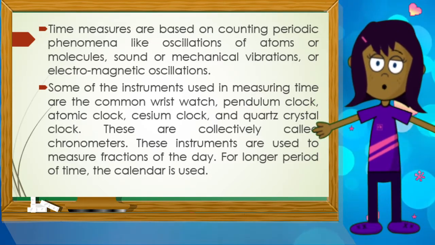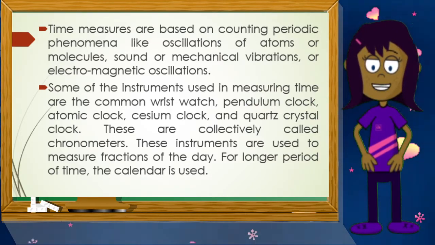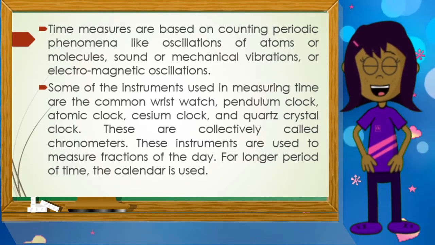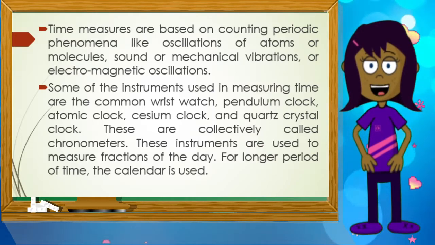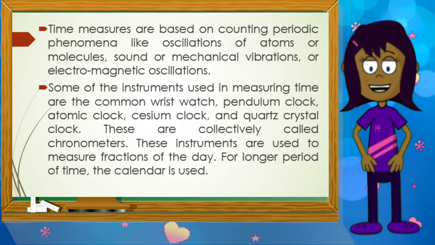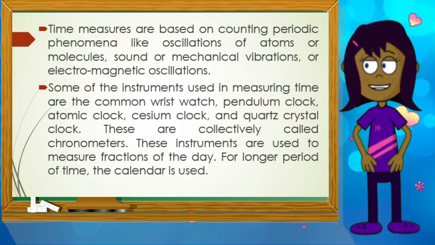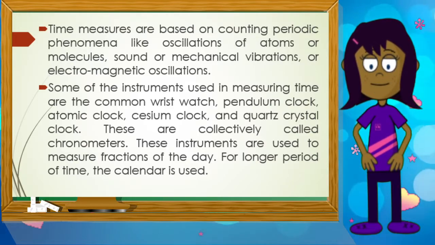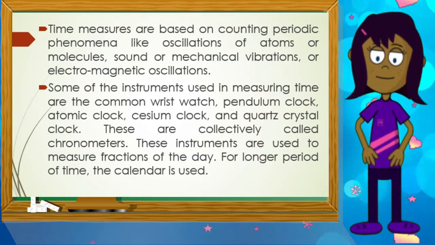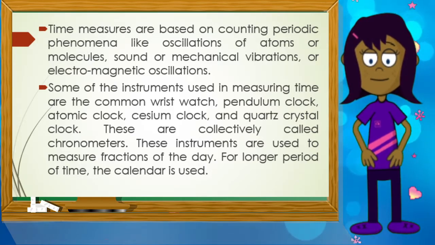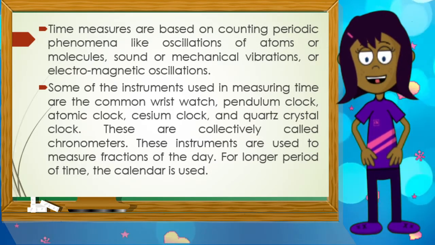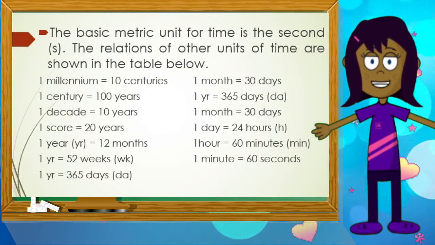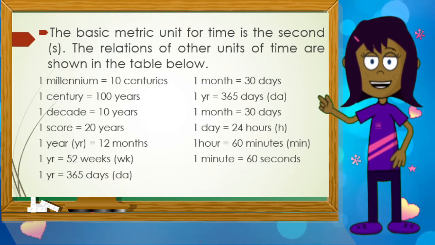These are also called chronometers. These instruments are used to measure fractions of the day. For a longer period of time, we use the calendar. These clocks here, like your wristwatch or your wall clock, are used to measure fractions of one whole day. The basic metric unit of time is the second, which is represented by the letter s.